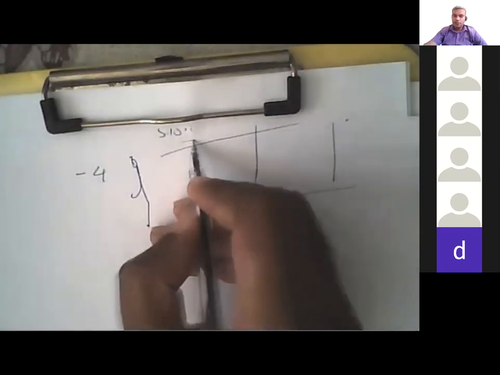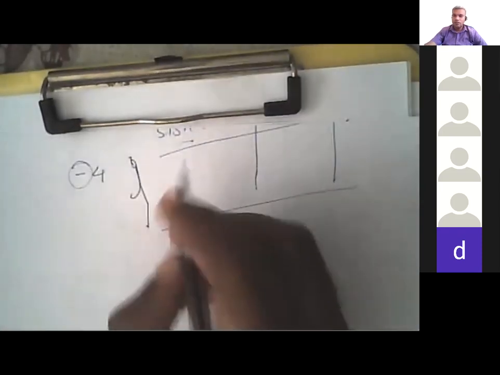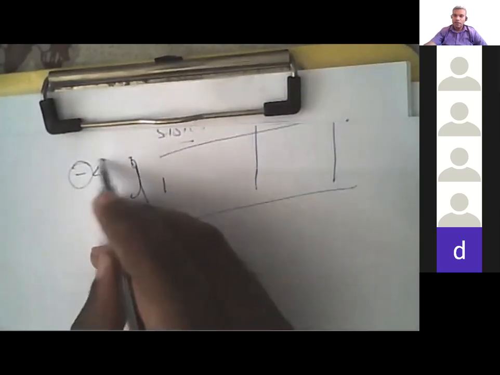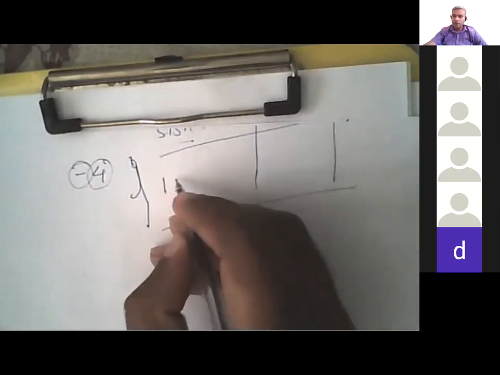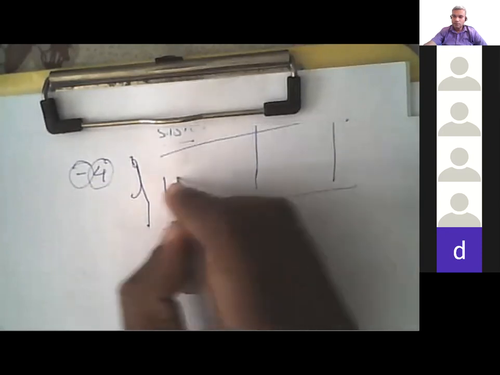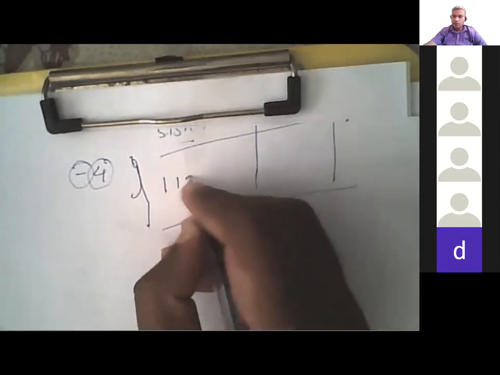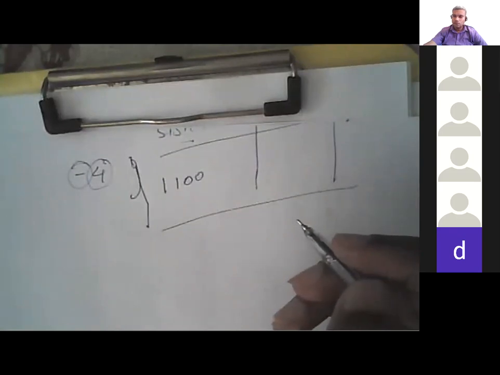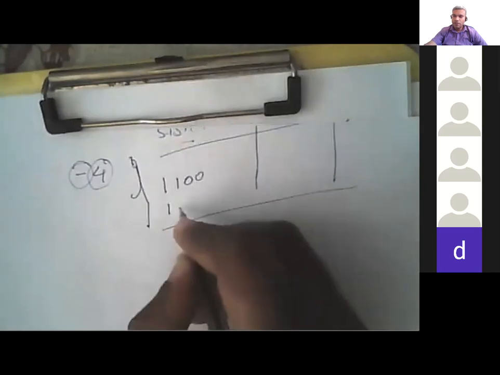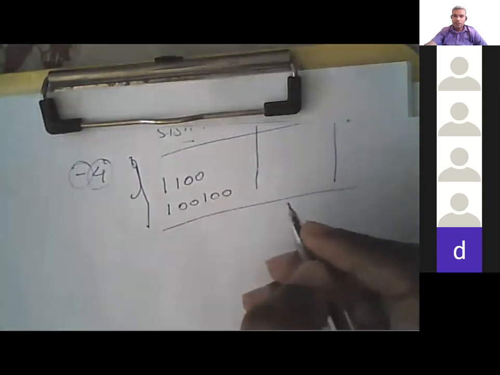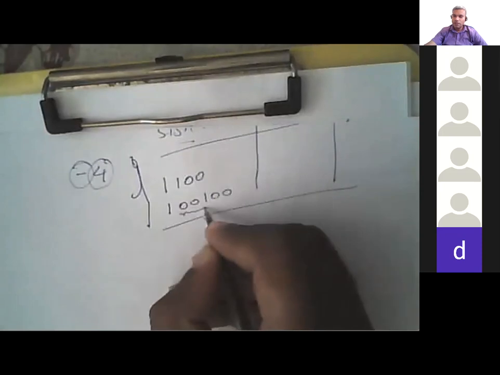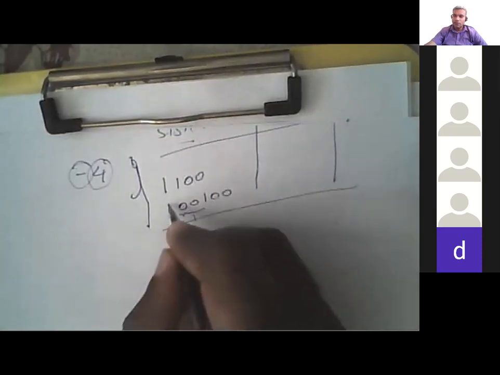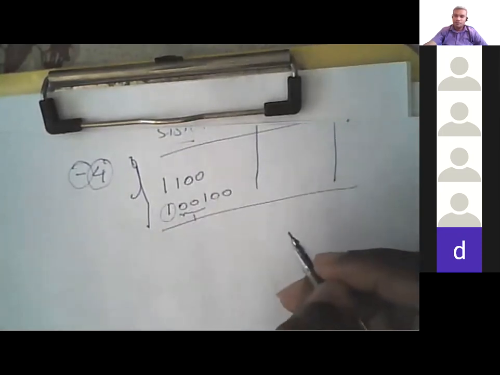So the sign and magnitude method, this is the sign, it should be 1, and magnitude is 4. So 4 can be written as 1, 0, 0. Even if you wrote something like 1, 0, 0, 1, 0, 0, that's okay. These will be considered as the leading bits. This should be considered as the sign bit.